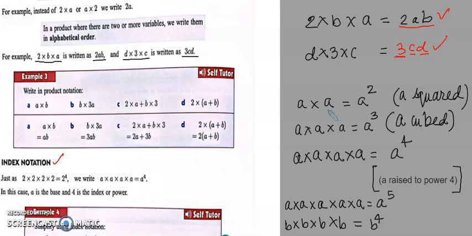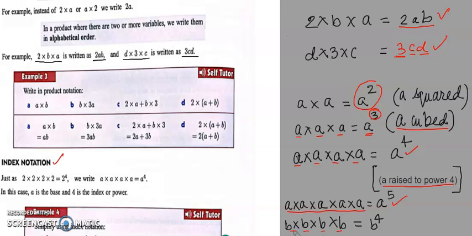When we have a times a, we write it as a with 2 at the top. We pronounce it as a squared. Similarly, if a is multiplied 3 times, it is written as a raised to power 3, or pronounced as a cubed. Similarly, a times a times a times a, we pronounce as a raised to power 4. When a is multiplied 5 times, it will be a raised to power 5.